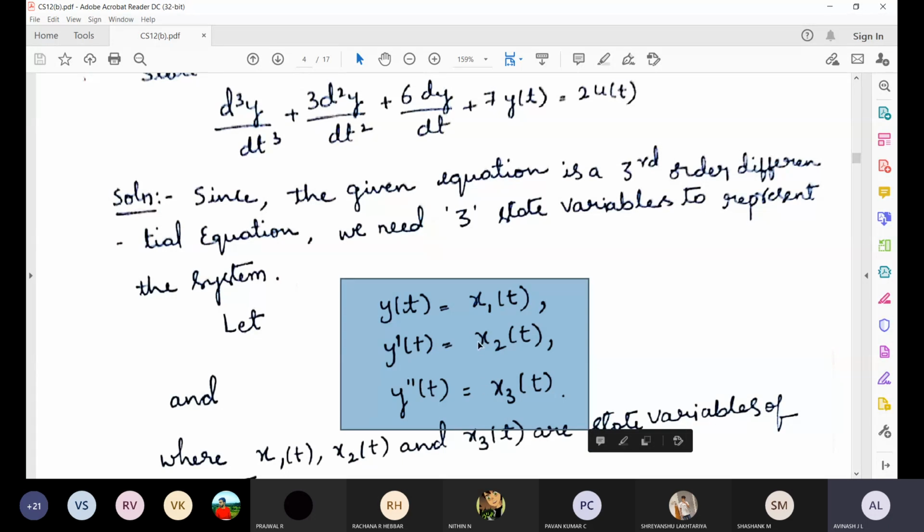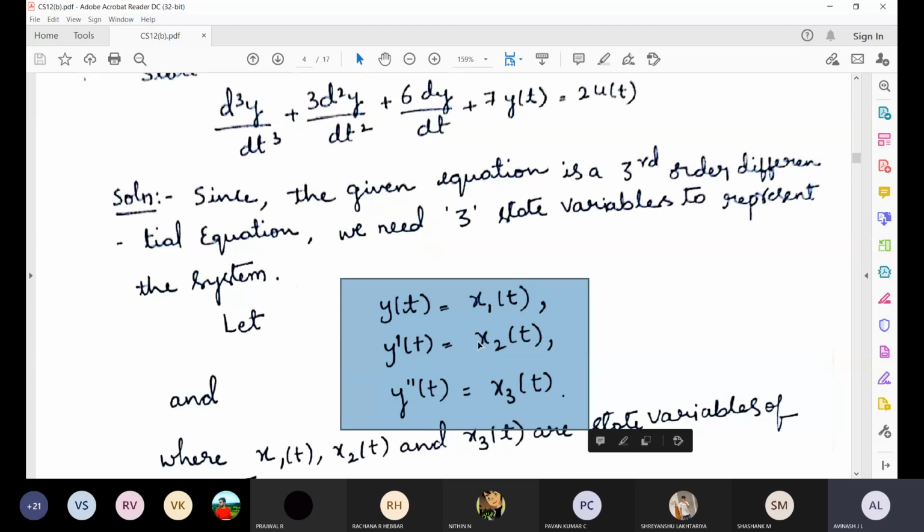Since the given equation is a third order differential equation, three state variables have to be considered, and we can represent them as x1 of t, x2 of t and x3 of t. Since the differential equation is given, the output y of t will be equal to the first state variable x1 of t, the differentiation of y of t will be equal to the second state variable, and the differentiation of y dash of t will be equal to the third state variable.